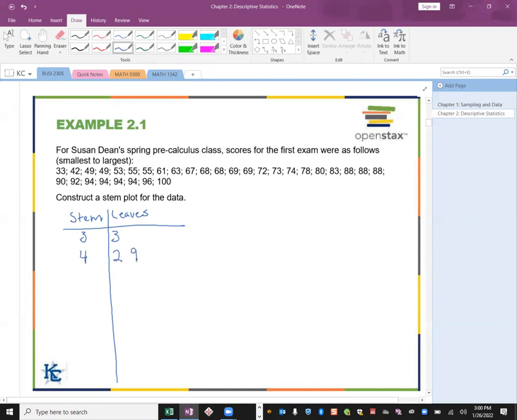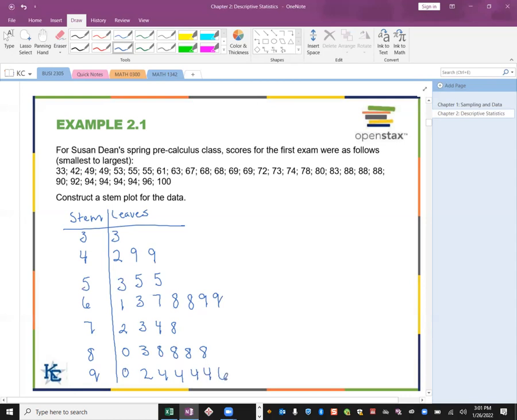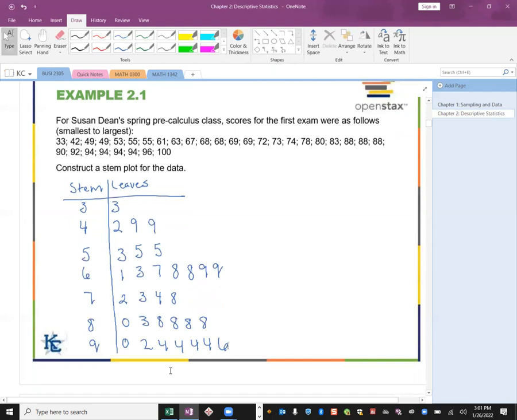42, 49, 49, 53, 55, 55, 61, 63, 67, 68, 68, 69, 69, 72, 73, 74, 78, 80, 83, 88, 88, 88, 88, 90, 92, 94, 94, 94, 94, 96. I don't have quite enough room, so I'm just going to scroll down a little bit and write it right here. So 10 and 0 for 100.